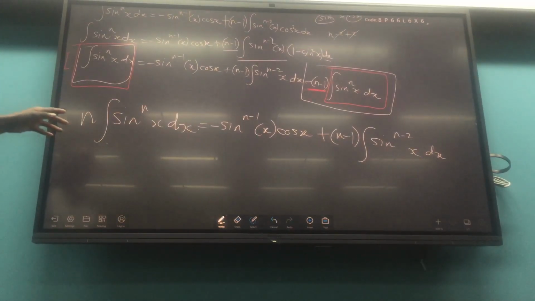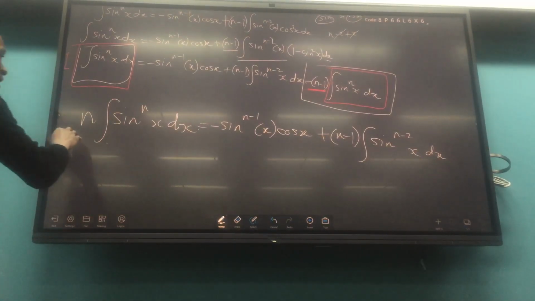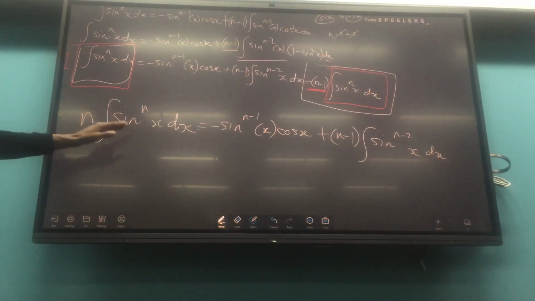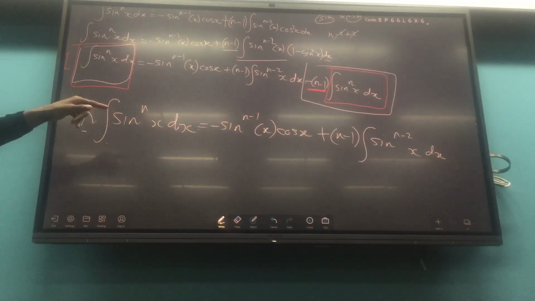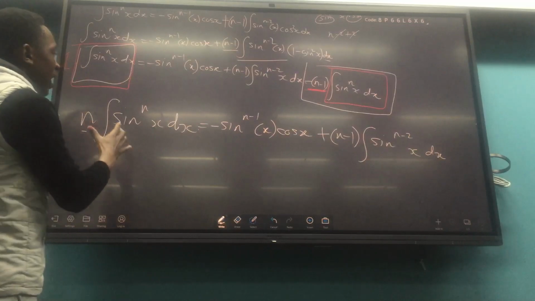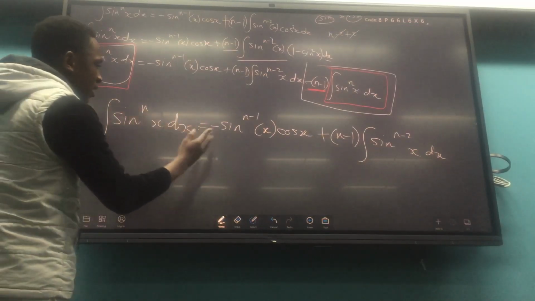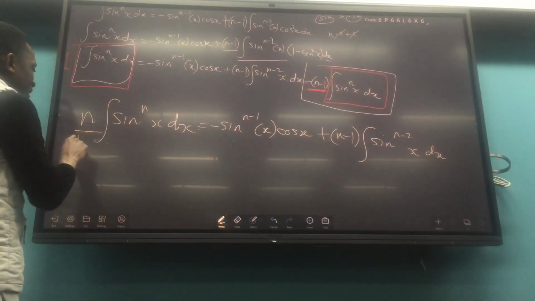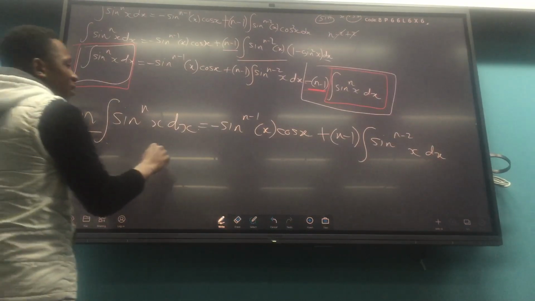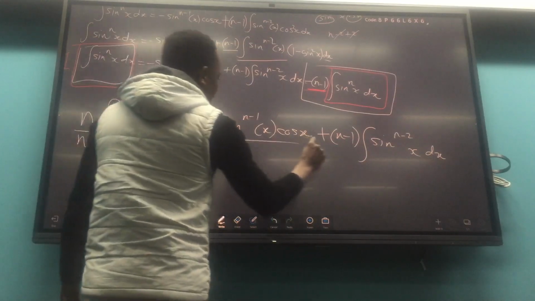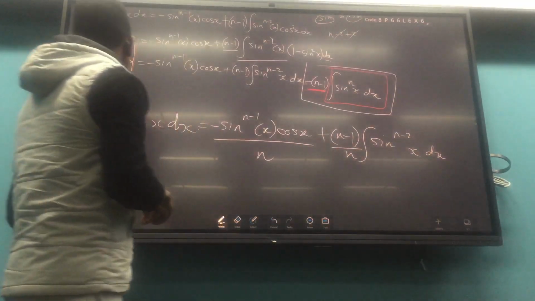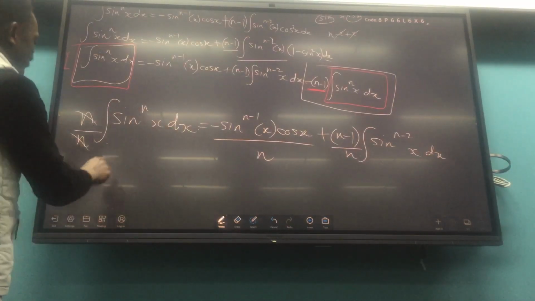Now we can see that here we have an n, right? But we're not asked for n integrals of sine to the power n of x with respect to x. We were asked for a single integral of sine to the power n of x dx. So we need to divide both sides by n to get rid of that n so that we end up having a 1. So if we do that, this here is going to be over n and that is going to be over n. So we're going to have something like this.